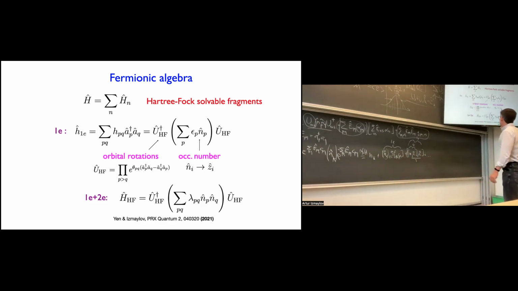On the other hand, this is a convenient operator to measure because any occupation number will turn into the z's. So if we go back to the qubit space, this type of fragment could be measurable as long as we could put the unitaries in this form on a quantum circuit, then we could measure the occupation numbers.